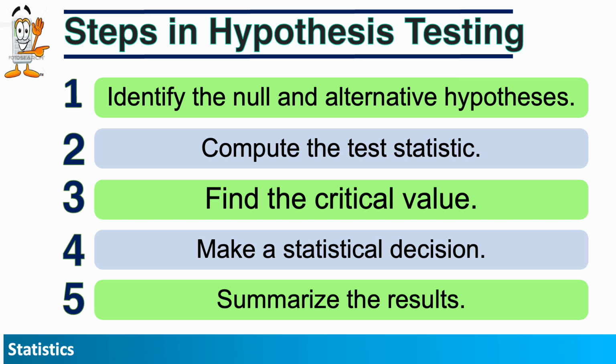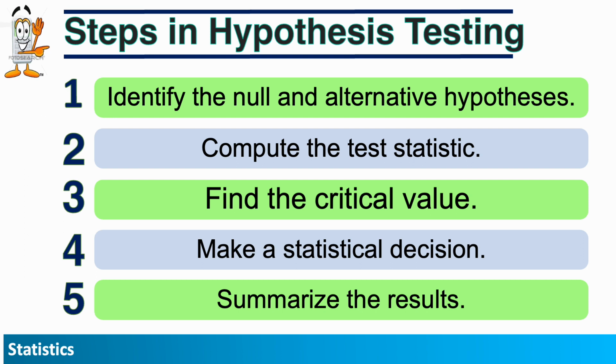For instance, you accepted the null hypothesis. Then when you summarize the result, you simply state the null hypothesis. If you rejected the null hypothesis, that means you accepted the alternative hypothesis. Then in the summary of the result, you include the alternative hypothesis. These are the 5 simple steps in hypothesis testing.